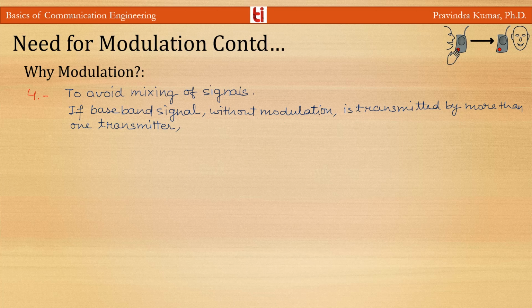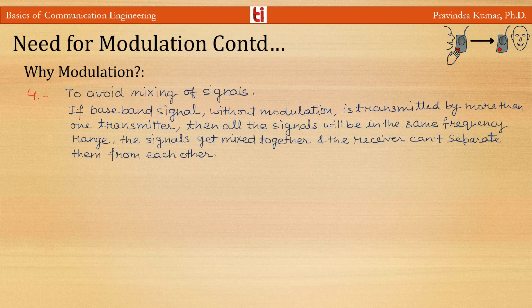Now, the fourth necessity of modulation is to avoid mixing of the signals. If the baseband sound signals are transmitted without using modulation by more than one transmitter, then all the signals will be in the same frequency range, from 0 to 20 kilohertz. So all the signals get mixed together and the receiver cannot separate them from each other. If each baseband sound signal is used to modulate a different carrier, then they will occupy different slots in the frequency domain, different channels. So modulation avoids the mixing.